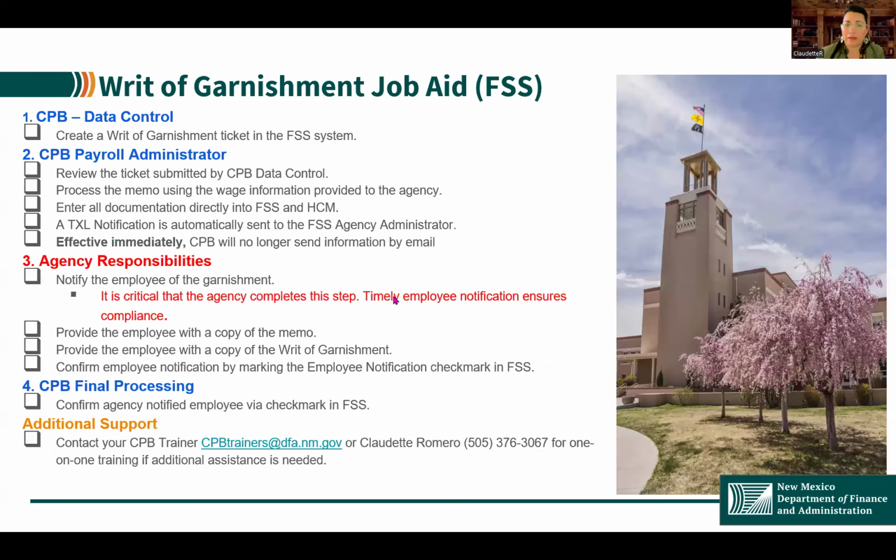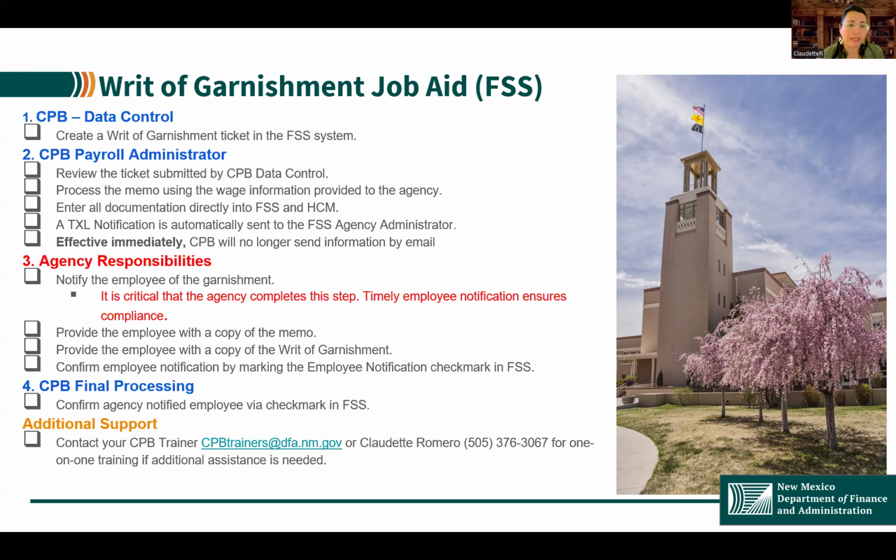And then in regards to the agency point of contact form, do we mark the payroll box with an X and the FSS administrator for the individual who should have FSS admin access? So you can mark your payroll with the X like you normally would. However, if you're going to have a specific FSS administrator, we ask that you type in FSS admin because the roles in FSS are different.